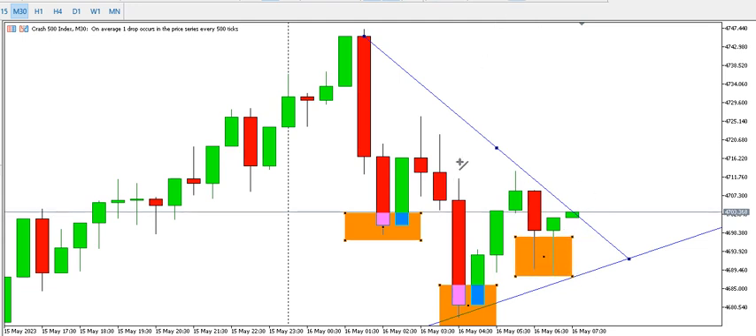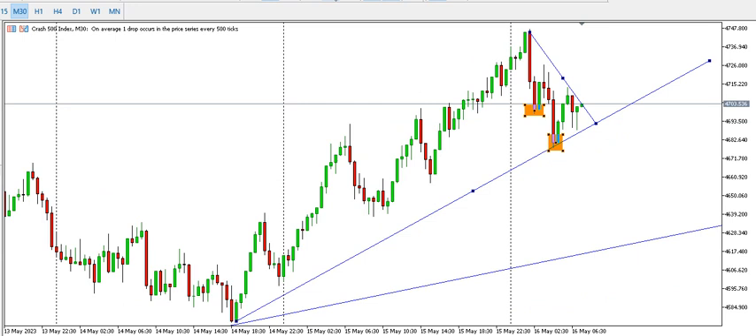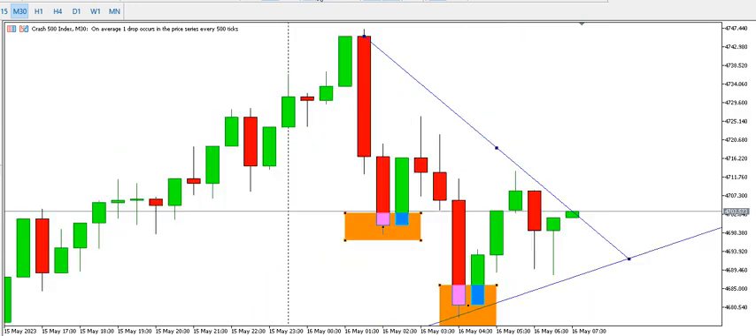Let's look out for the neckline. Where's our neckline going to be? The neckline is going to be something like this. So a break of this neckline, as it is currently trying to break it, and a retest of this neckline to go up, then we might join the overall bullish trend. Okay, that's that on the 30 minutes time frame.